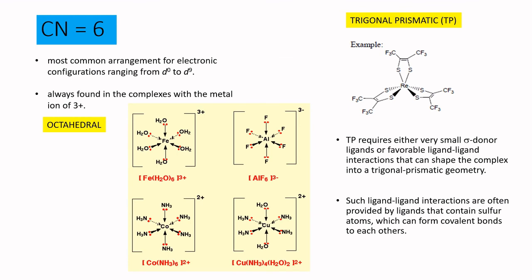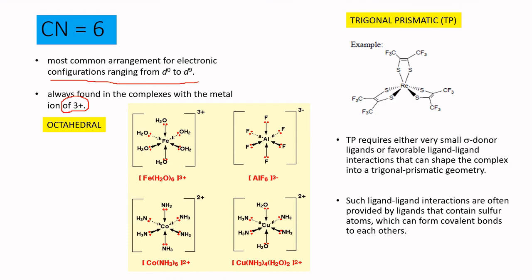Okay, now let's take a look at the last coordination number, which is coordination number 6. Coordination number 6 is the most common arrangement for electronic configurations ranging from d0 to d9, and it is always found in complexes with metal ions of 3+. Not necessarily all 3+, but most compounds with octahedral geometry will give you a 3+ oxidation state.